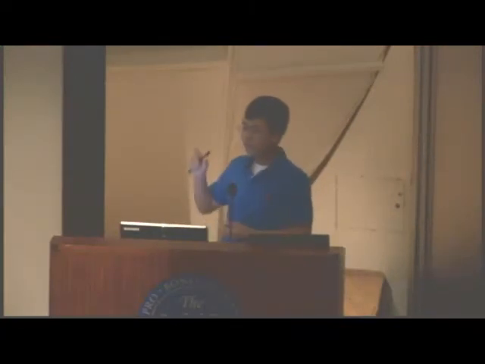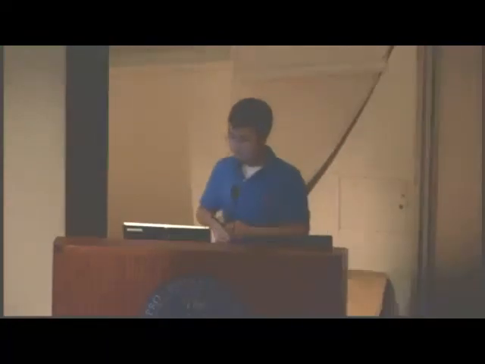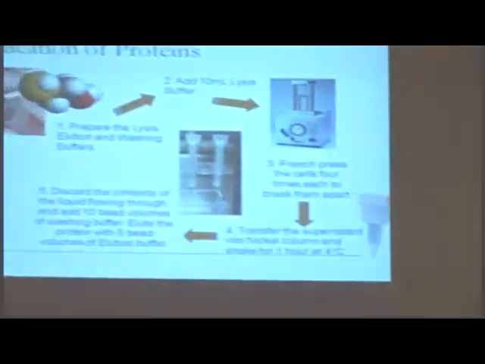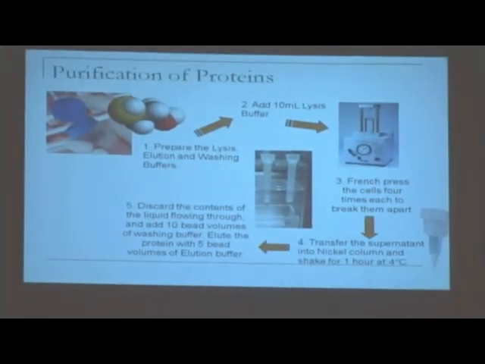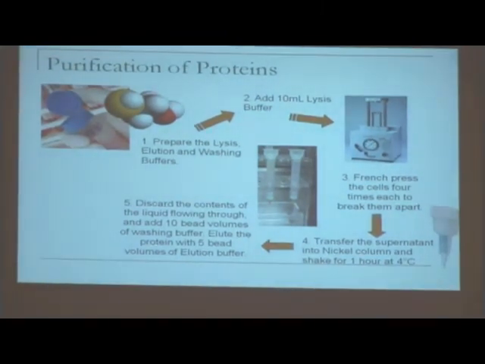You transfer the supernatant, which is the liquid with the free-floating proteins, into a nickel column and shake it for 1 hour at 4 degrees Celsius. First you discard the contents of the liquid, then you add the supernatant into the nickel column. The nickel column has nickel beads, and these beads allow the proteins to be bound to them. So you pour everything in, all the proteins will be stuck onto the nickel beads, and the liquid flowing through, which we can discard, is the rest of the media and other stuff that we added.